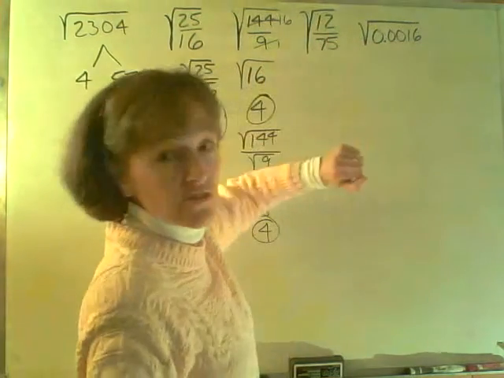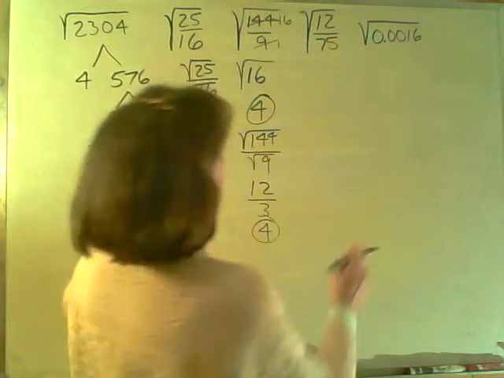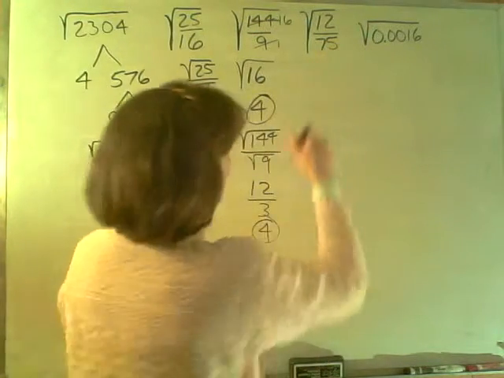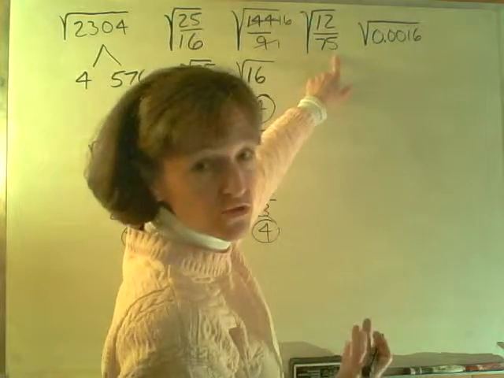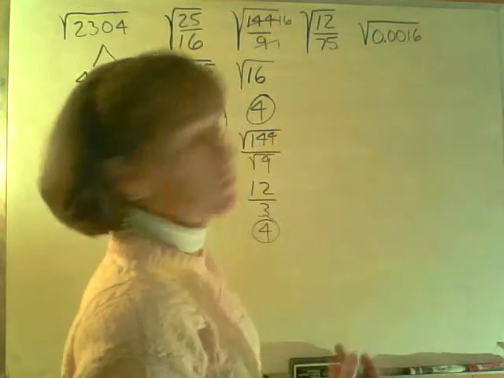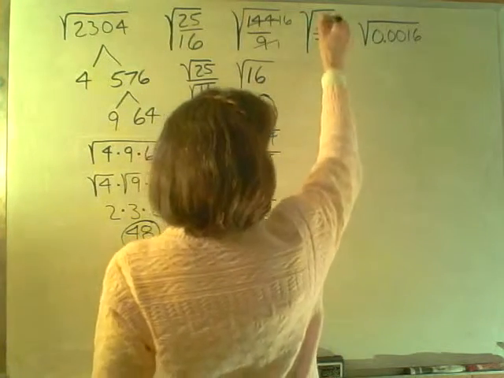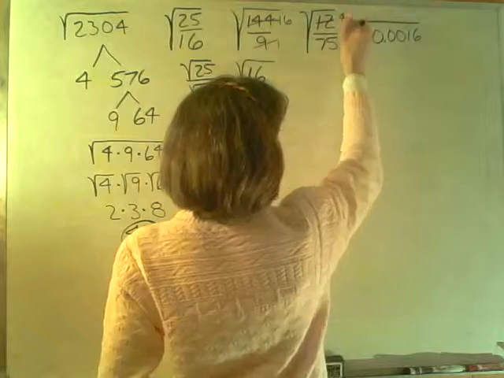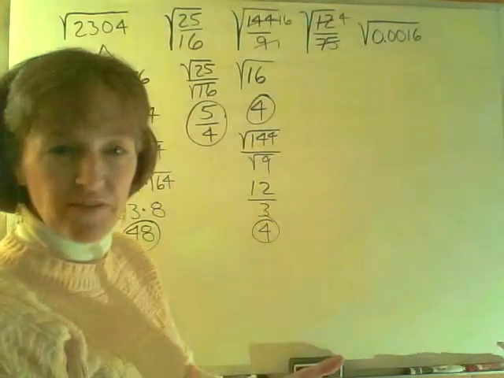Because I can't take the square root of 12 and I can't take the square root of 75. So I recognize that 12 is divisible by 3, and since 7 plus 5 equals 12, 75 is divisible by 3. So I'm going to reduce both of those by 3. 3 goes into 12 4 times, and 3 goes into 75.